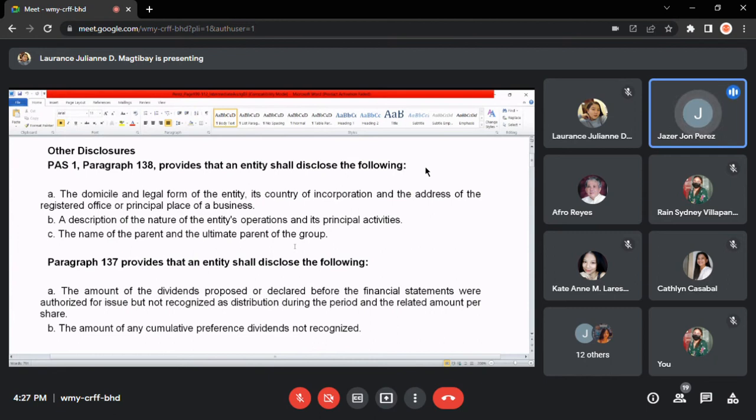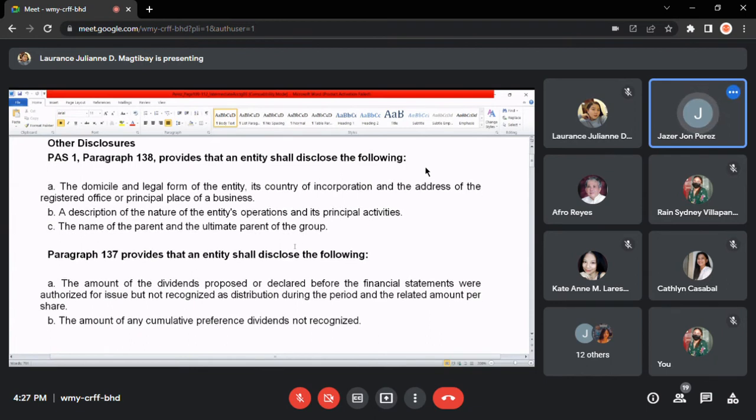When we say disclosures, ito yung mga additional informations na naka-attach sa mga financial statements. Usually, explanations yun ng mga activities which have significantly influenced the entity's financial results. Tapos sabi dito, the domicile and the legal form of the entity. When we say domicile, it is the permanent address kung saan talaga nakatira mismo yung tao.